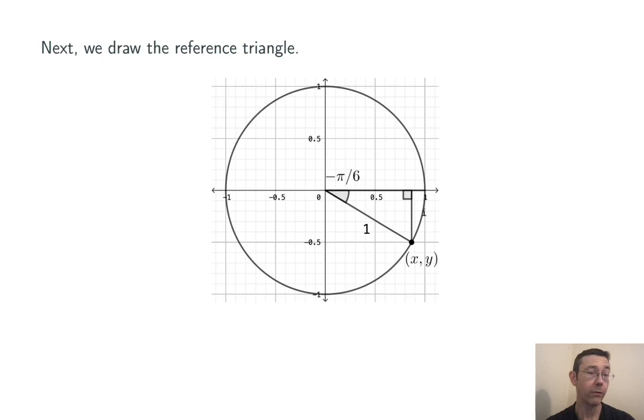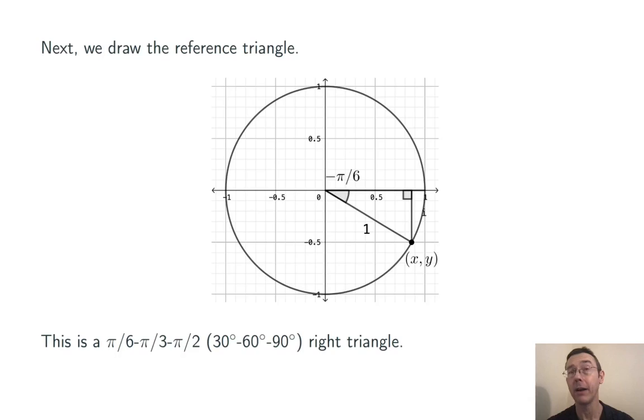So now we draw a reference triangle. We take that point, x comma y, that's picked out by that angle on the unit circle, and connect it to the x-axis with a perpendicular line. We can see that in this case we have a pi over 6, pi over 3, pi over 2 right triangle, also known as a 30, 60, 90 right triangle. So the side lengths have to be 1/2, root 3 over 2, and 1, just based on our knowledge of 30, 60, 90 right triangles.